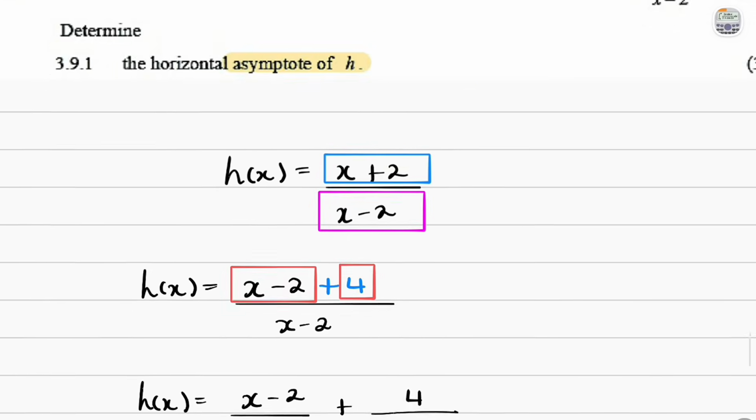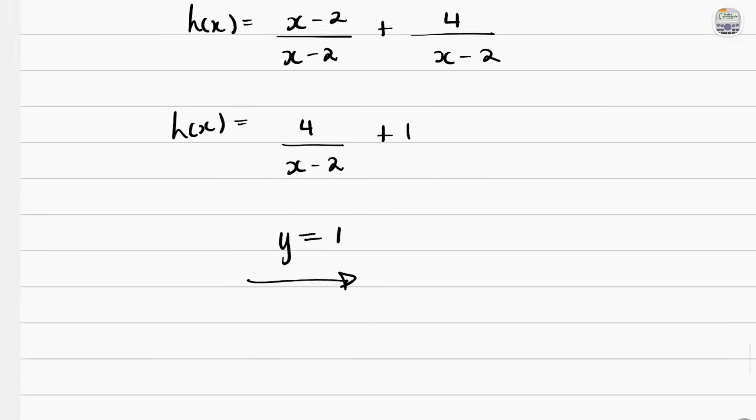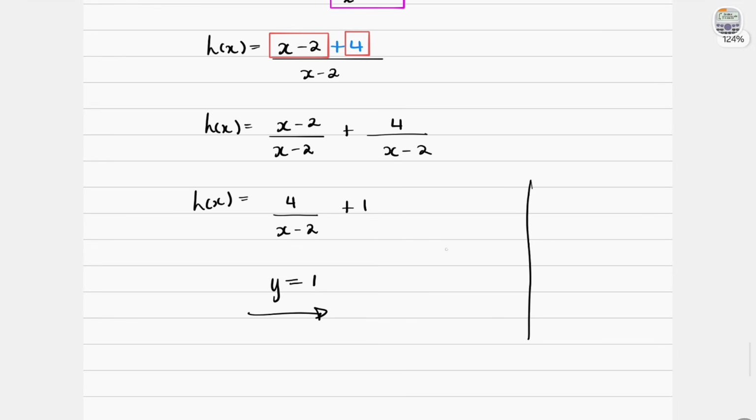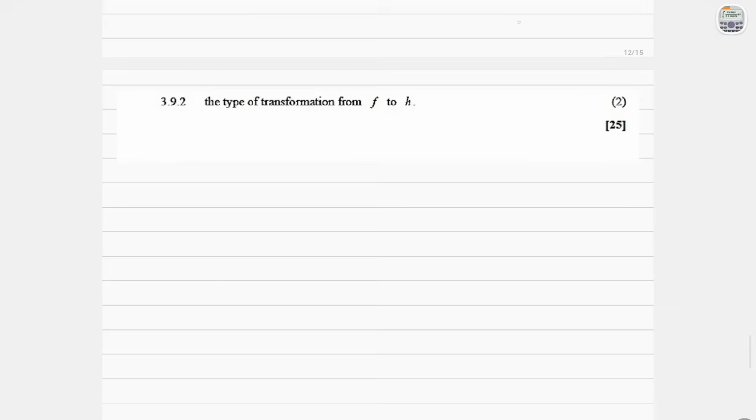So you can see from this, written in the form of y equals a over x minus p plus q, that the horizontal asymptote is 1. So y equals 1 is the equation of the horizontal asymptote of your hyperbola. That horizontal asymptote is y equals 1, and that is our answer. Moving on to the next question.